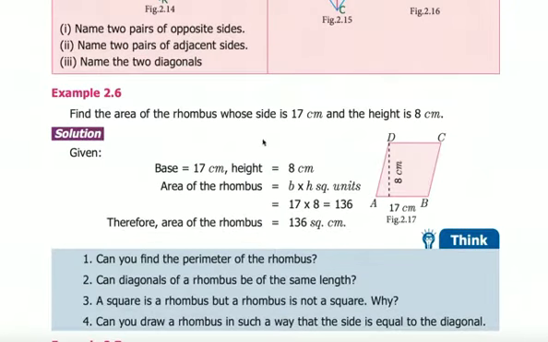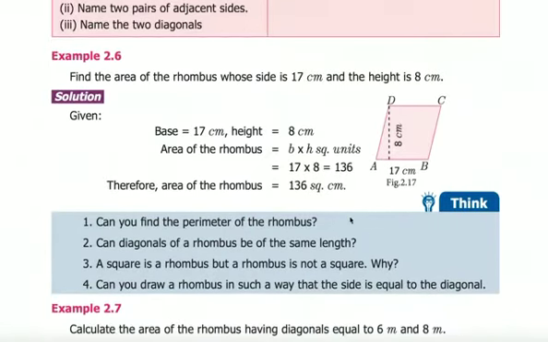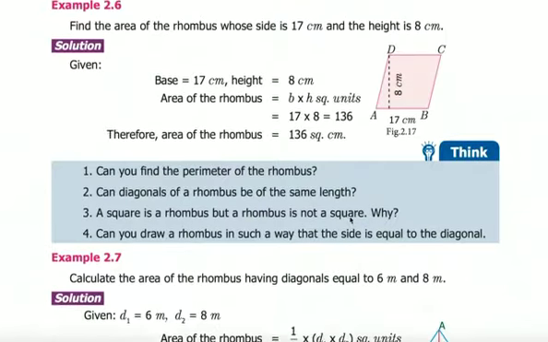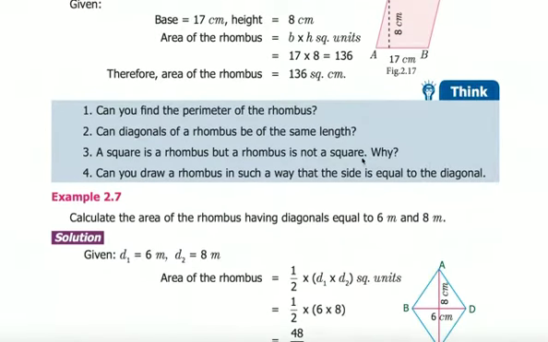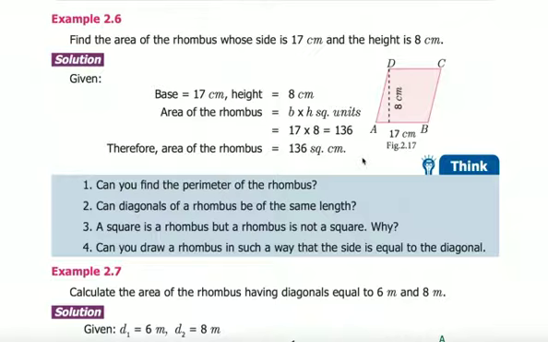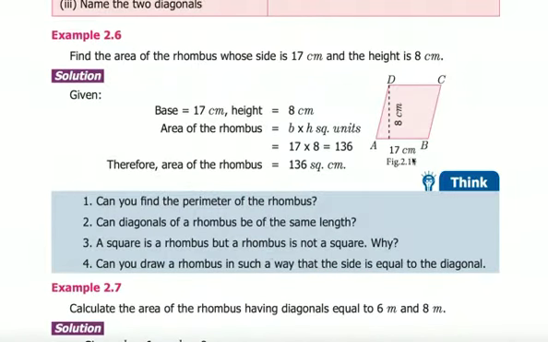Let's quickly look at this example. Side is 17 cm, height is 8 cm. So 8 into 17, nothing but 136 square cm, is the area of the rhombus. Can you find the perimeter of the rhombus? Perimeter of the rhombus, yes, 4 into 17 is the perimeter.